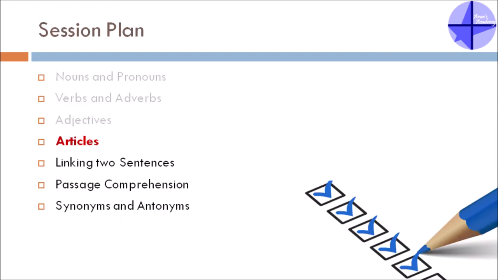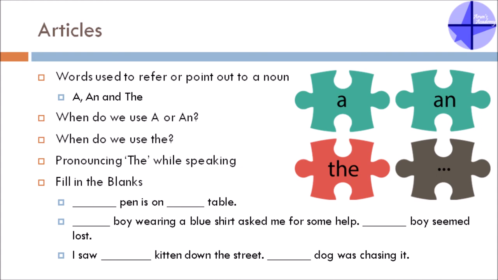Now, like I said, we're going to talk about articles. So let's see what we have about articles. A, an, and the. These are words used to point out something. Now let's see where we use them. When do we use a or an? Yes, many of you know this basic rule: a is always used in front of a consonant and an is always used in front of a vowel.